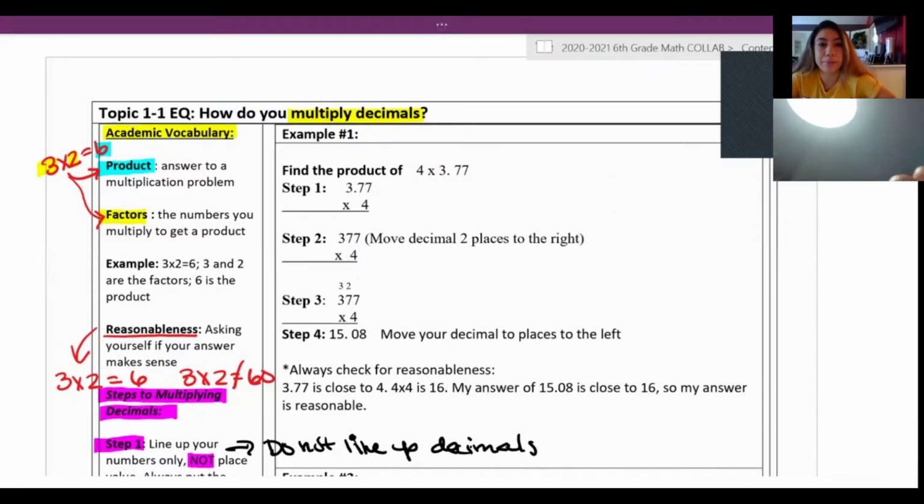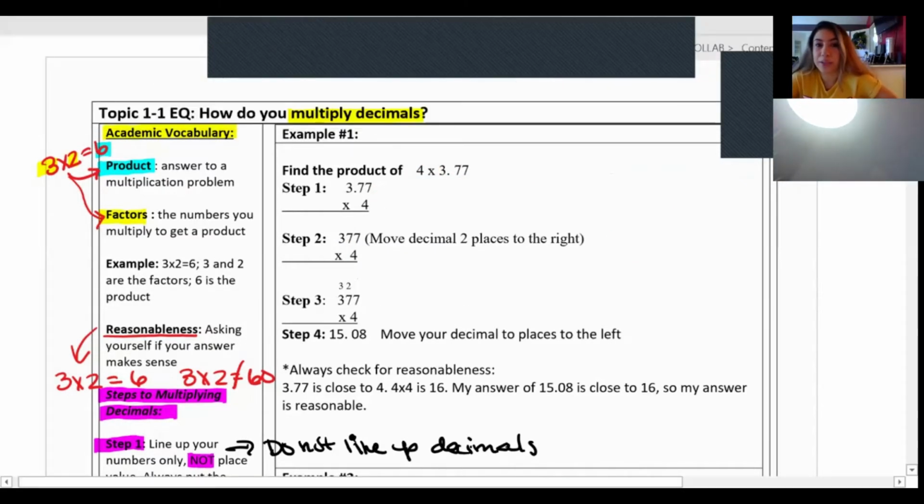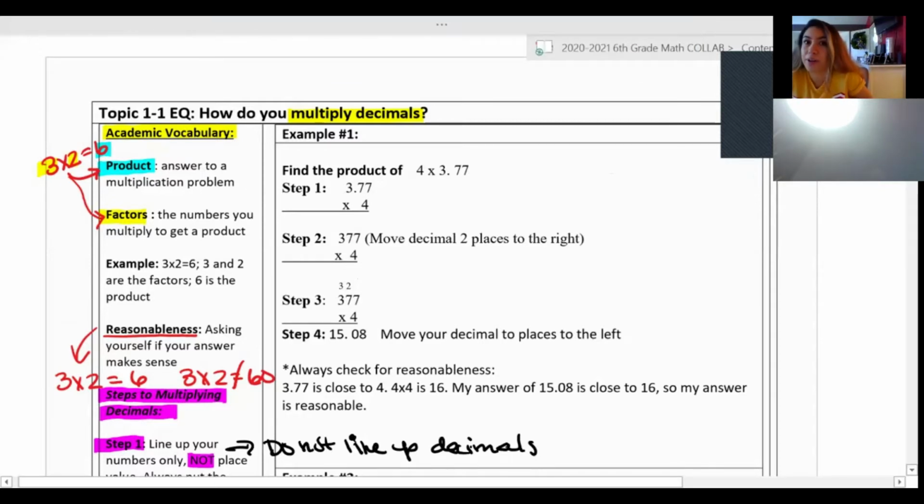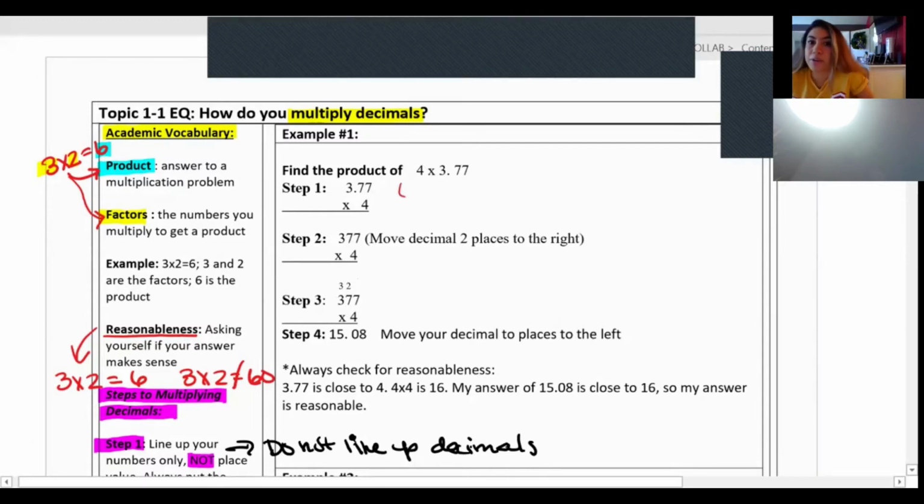All right, let's jump into example number 1. So we are going to find the product of 4 times 3 77/100. So here we're looking at both of our numbers. We are not looking at which one is greater. We're looking at which one has the most digits. We see that we have 4, which is just 1 digit, and then we have 3 77/100. That gives us 3 digits right there, right? So we're going to put the number with the most digits on the top. Because there are 3 digits in 3 77/100, that number will go on the top.